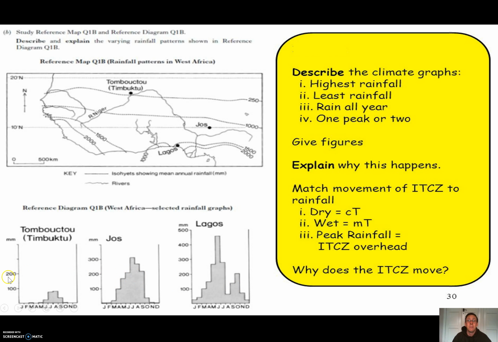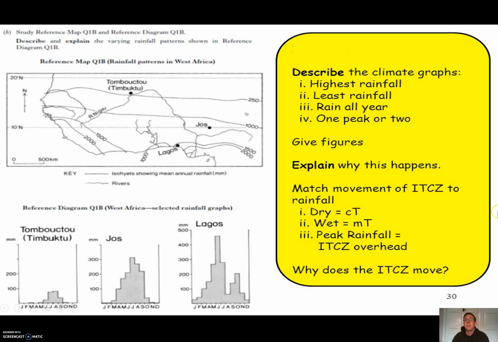Now, Jos and Timbuktu don't get that secondary peak. And the reason they don't get a secondary peak is because as the ITCZ's passing back over them, it's not had a chance to replenish any moisture. It's not had a chance to evaporate any fresh moisture from the South Atlantic, like the ITCZ will have had by the time it gets to Lagos.